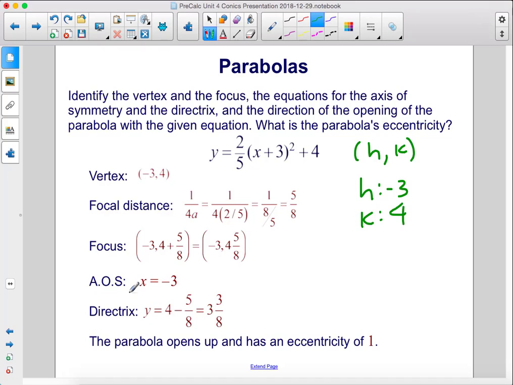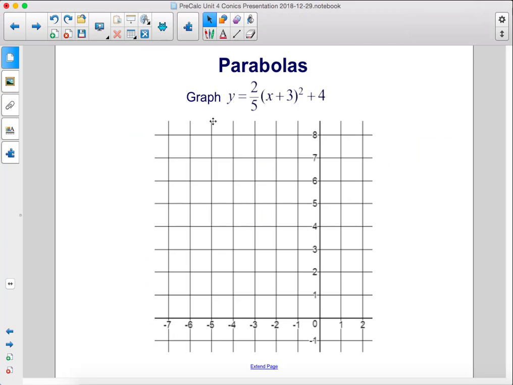The axis of symmetry is at our h value, so x equals -3. The directrix is at k minus the focal distance, so 4 minus 5 over 8 is 3 and 3/8. The parabola opens up and has an eccentricity of 1. Now we're going to graph the function.